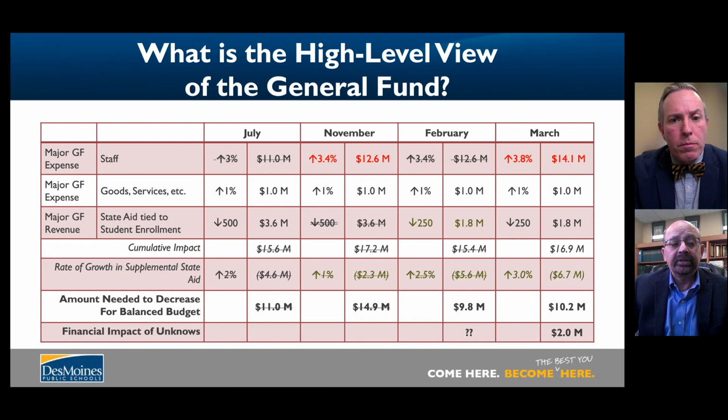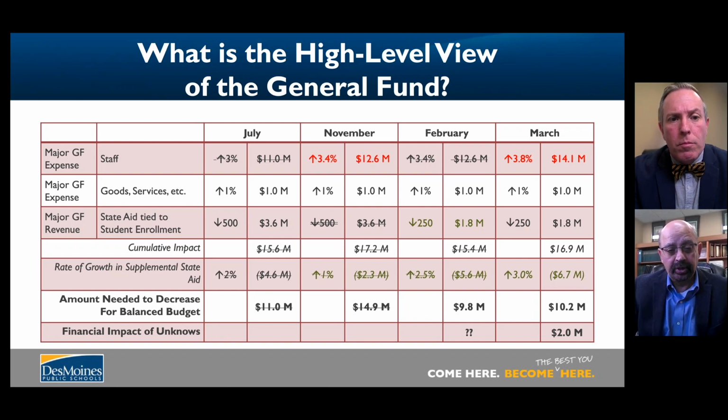Now, when we were having discussions in July, our assumptions were a lot different and they kept evolving, and the different columns show how the major assumptions kept evolving. So for staff, we were thinking we'd have a 3% increase. We have landed at 3.8%. So that increases almost $14.1 million versus $11 million.